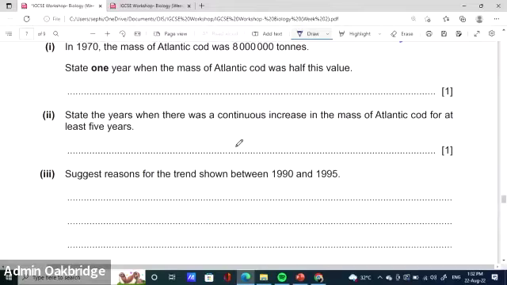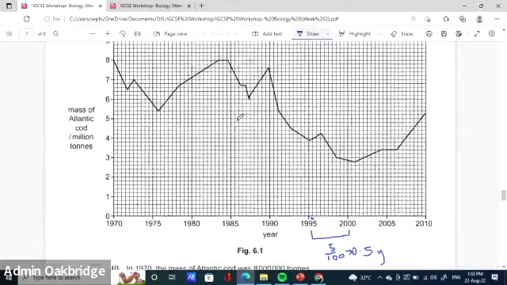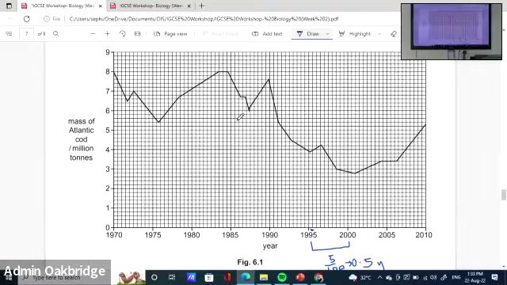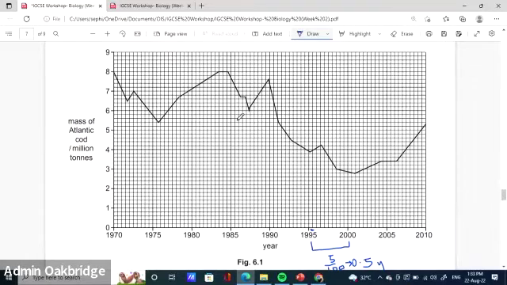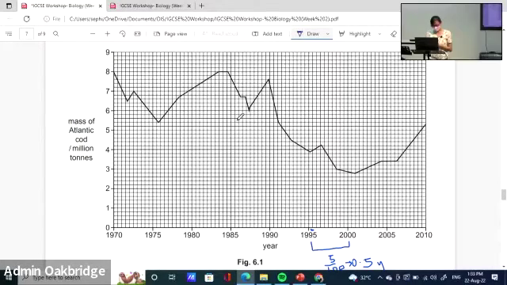State the years when there's a continuous increase of the mass of Atlantic cod. Okay. Have a look at your papers. Choose the 5-year period. That means you must say from what year to what year? Dean, what do you think? A bit risky because 1975, right, is actually going down after that. Give the exact year. You can say 1975, but you see here 1975, it's actually going down. Then only it goes up again. So I'll be playing safe and say, don't say that. Can you say something else? What other year?